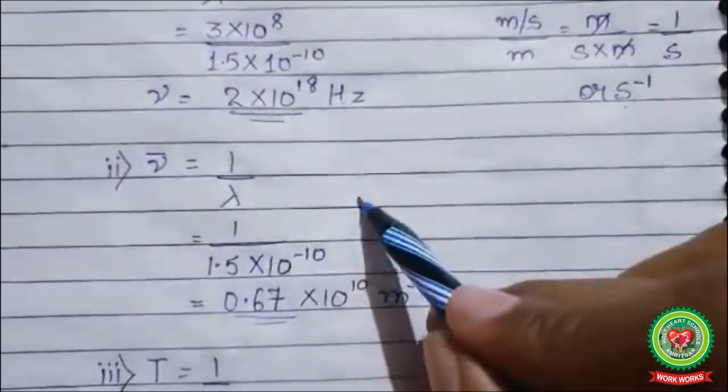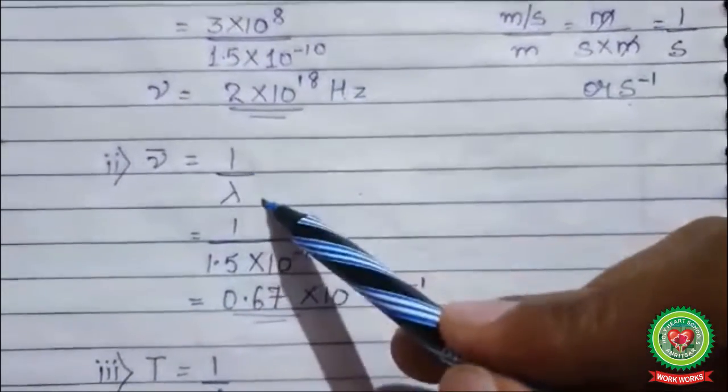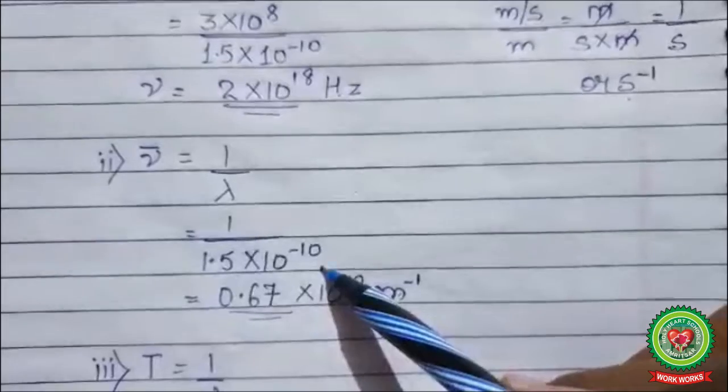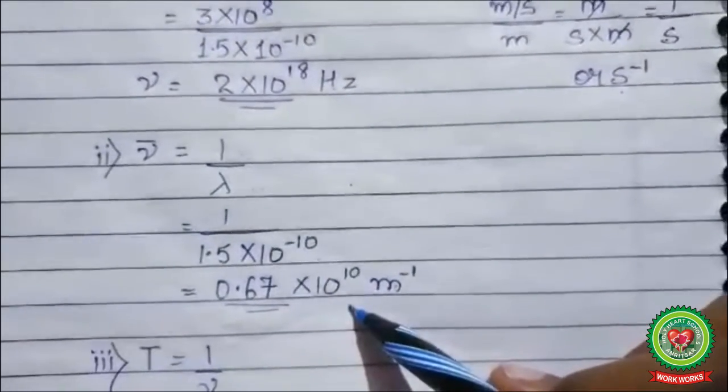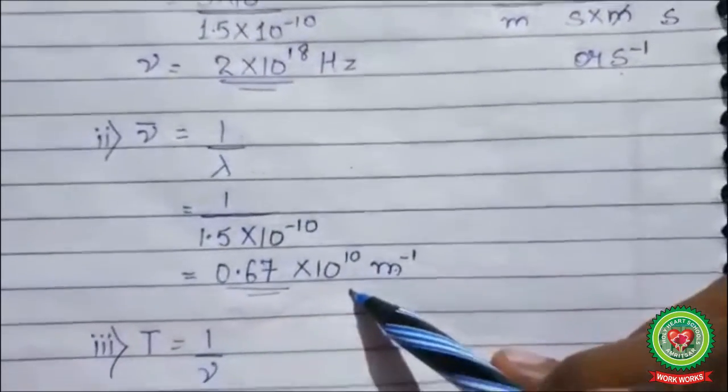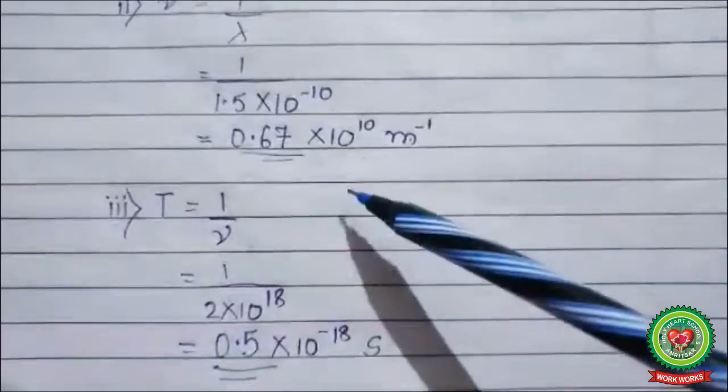The next one is wave number. The formula is 1 by lambda. When we substitute the value of lambda, the answer that we get is 0.67 × 10^10 meter inverse. The next one is time period.